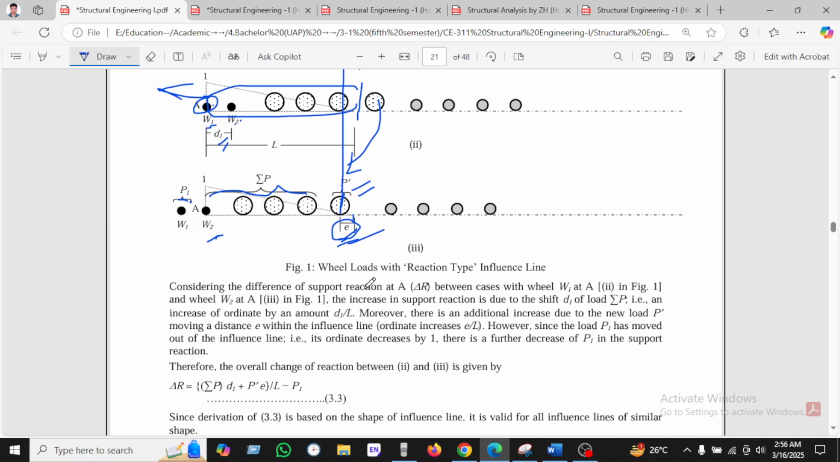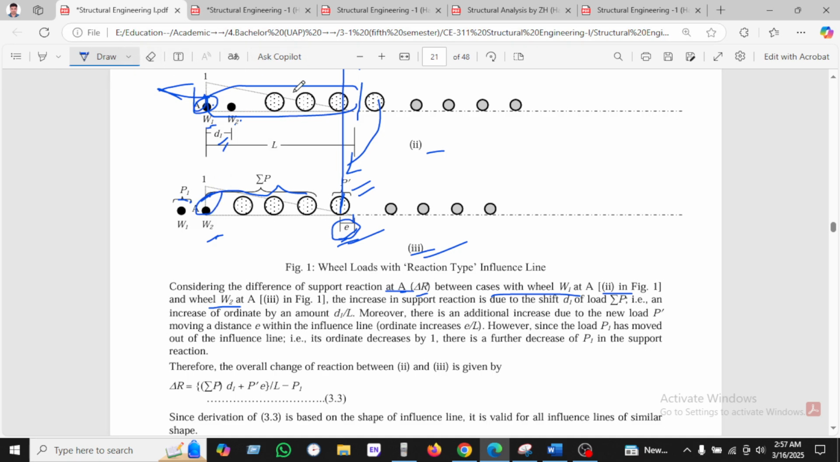Considering the different types of support at A, which is delta R, in the case of wheel 1 at A, which is given in figure 2, and wheel 2, which is given in figure 3. This is wheel 2 and this is wheel 1.